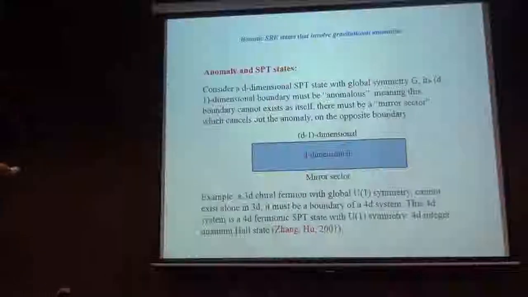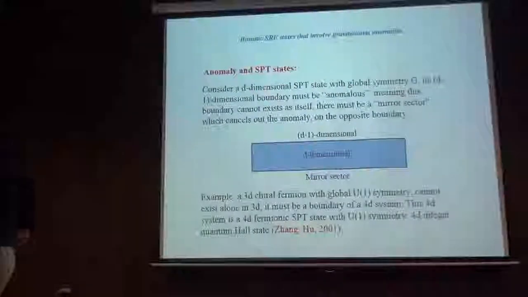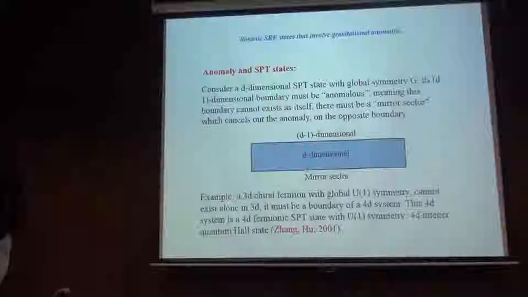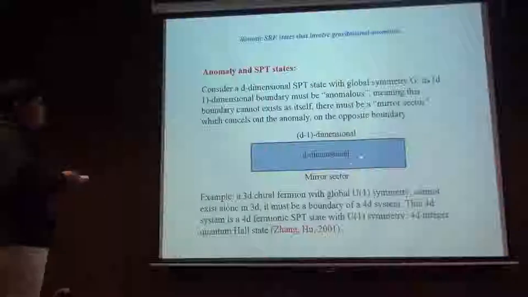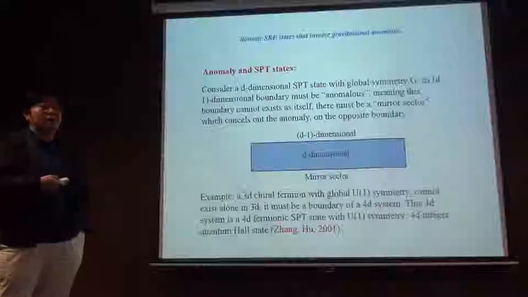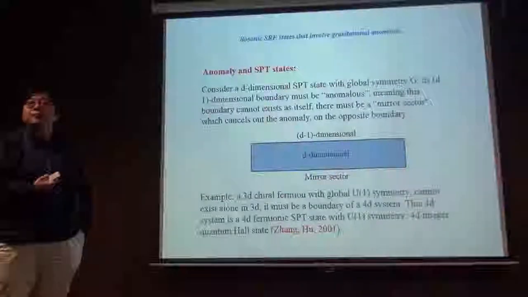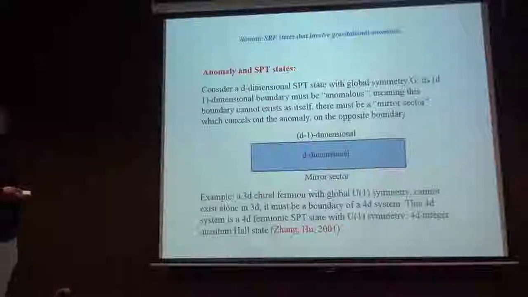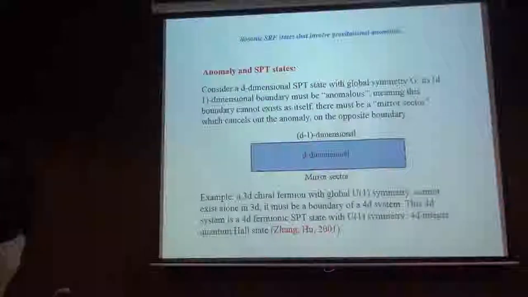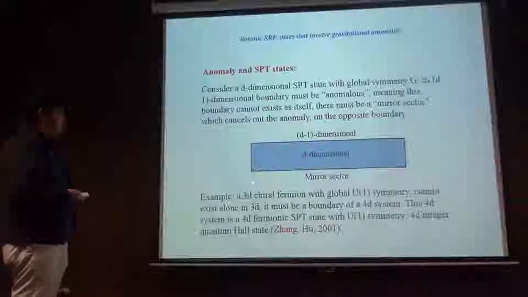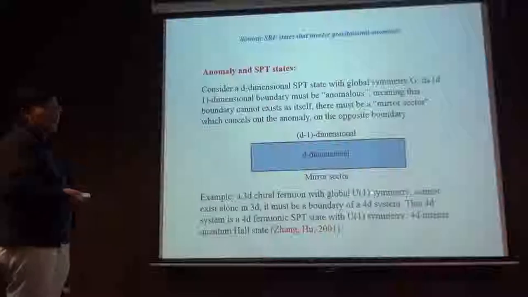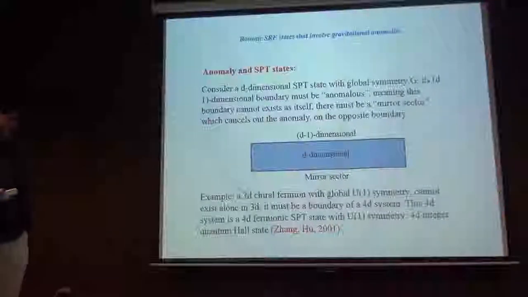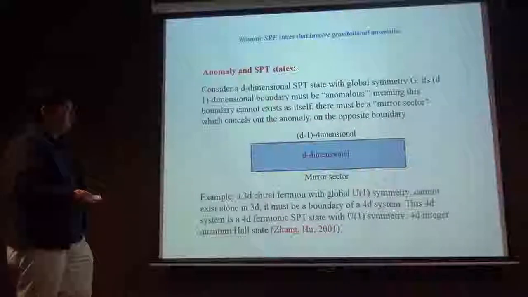Then its boundary cannot exist by itself. If I only take one boundary, the boundary theory must be anomalous, which means that there must be another mirror sector on the opposite boundary to cancel out the anomaly. So one example is the 3D chiral fermion, by 3D I mean 3 plus 1D, a 3 plus 1 dimensional chiral fermion with a precise global U1 symmetry cannot exist alone in 3 dimensions. Okay? It must be a boundary of a 4-dimensional system.